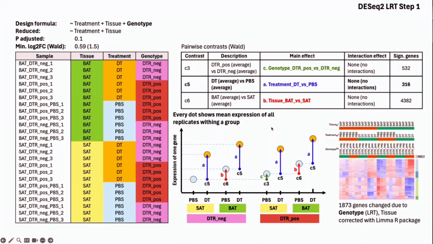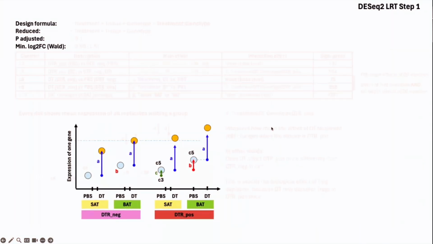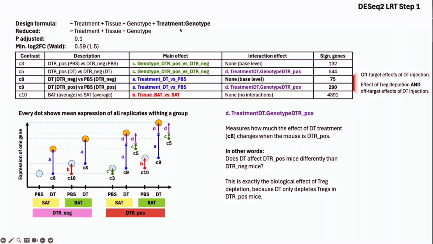But what if our genotype and treatment interact with each other? And that's what we expect, because we know that the treatment, DT treatment, should work differently in the DTR positive and DTR negative genotypes. So we will add this interaction into our design formula and see how DESeq will try to model these changes. I didn't show the heat map here, but the idea will be the same. We will see all of the genes which are changed due to this interaction.